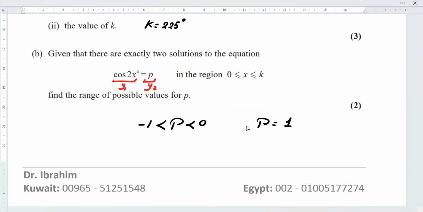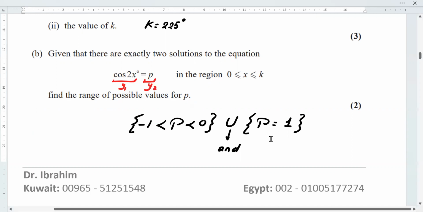How can you write your answer? You can write it like that and put a union in between. Sometimes, instead of union, you can write just and. But it will be much better if you write p bigger than -1 and less than 0, union p equal to 1. This is how you write your answer, and this is the answer of this question.